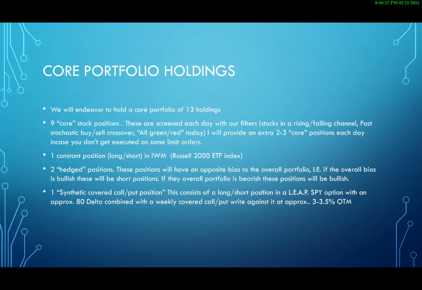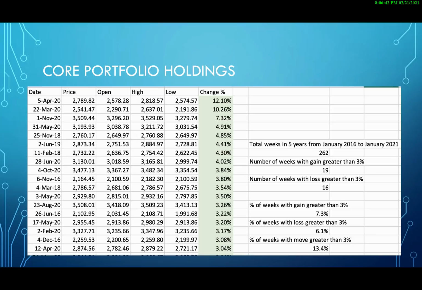And we do this on a weekly basis. Every single week, we're going to be redoing this call. And we're going to write these calls or puts out approximately 3 to 3.5% out of the money. Okay? Approximately 3 to 3.5% out of the money. Why do we pick that number? Well, if you go back to January of 2016 through January of 2021, I won't bore you with all of the numbers here, but I will touch on the overall results. That was 262 weeks over 5 years.